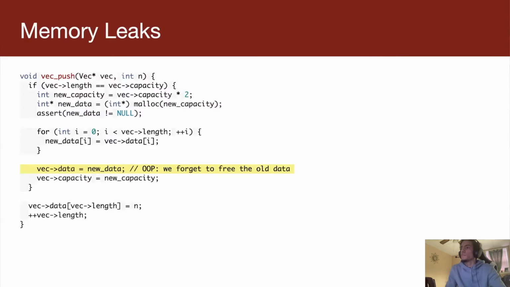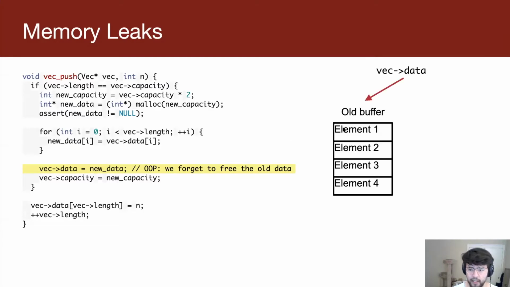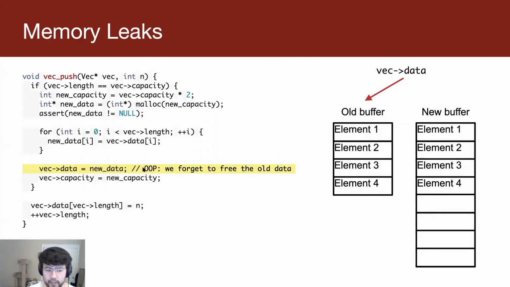So one of the simplest to understand, I think, is the memory leak. This is what I was just talking about, where vec push is allocating a new buffer. That's this new data here that is twice the size of the old one. And then it copies the data over and switches over to using the new buffer. So what this looks like is our vector is pointing to some old buffer, which is full. We want to add a new element. So we allocate a new buffer and copy things over. And then we switch vec data to point to this new buffer. And now we're using the new buffer. But we forget to free this old buffer, so it sticks around, and this is considered a memory leak.